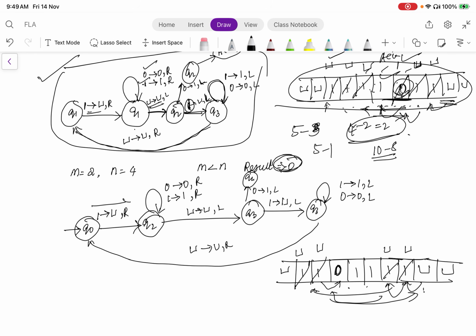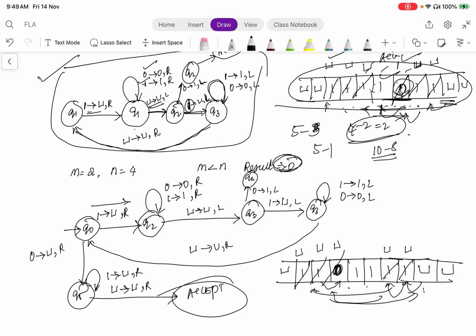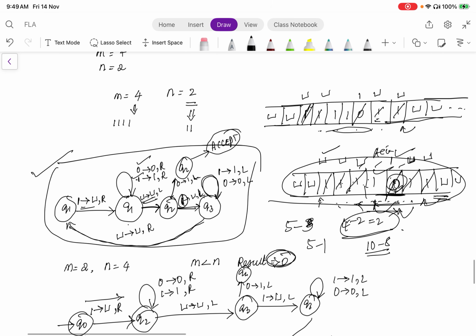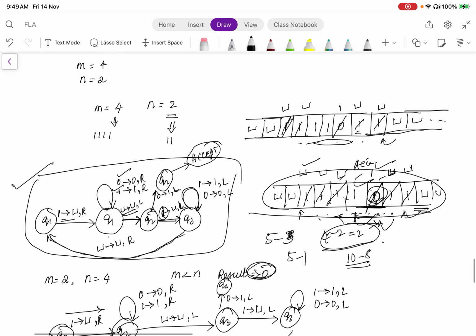If it is 1, you will take this path. But this is 0, right? So what if it is 0? Then you will take another path, 0. Replace that 0 with blank. Okay, Q5. Put everything in the self loop in between. Okay, and until you find another blank and accept this string. Okay, so this is how you design a Turing machine for subtraction of two numbers when m is less than or equal to n. Thank you.